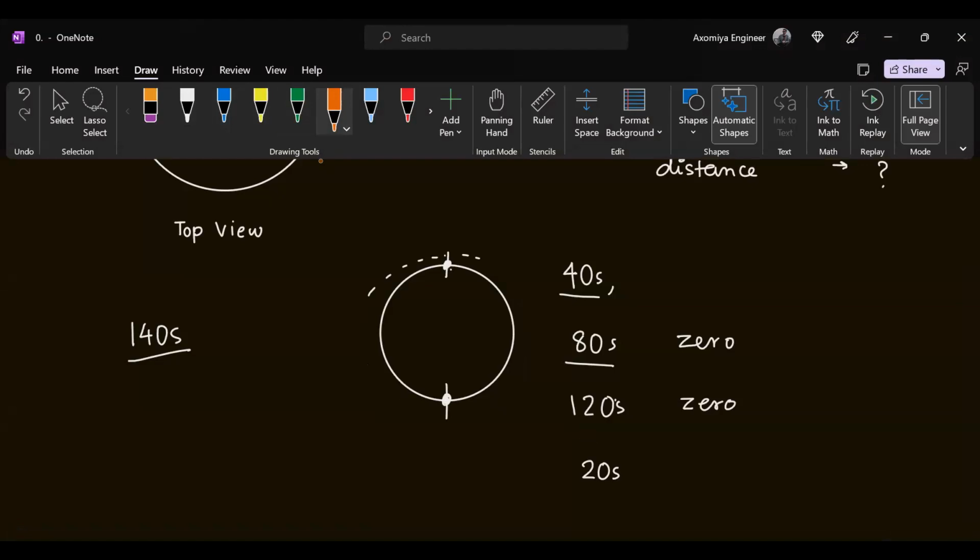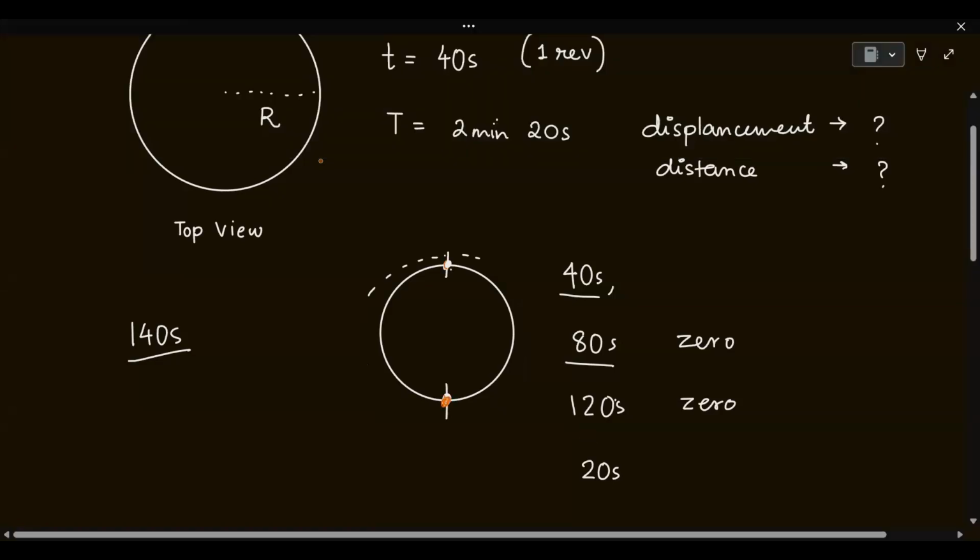Okay. So this is the final position. This is the initial position. What is the distance between them? Direct distance. Well, from here till here is r. From here till here is r. So the displacement in this case will be 2r.